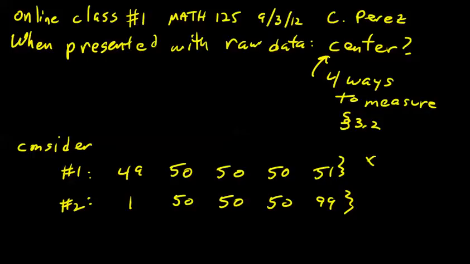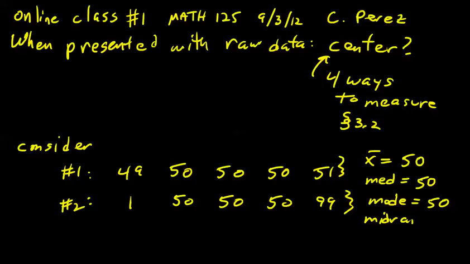So let me write that down. The mean, of course, for both sets is 50. The median is 50. Simple calculation can tell you that. The mode of both sets is 50. And the mid-range of both sets is also 50. Let me write that down for both sets.